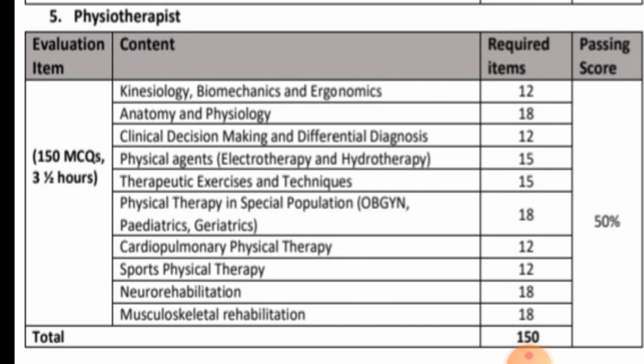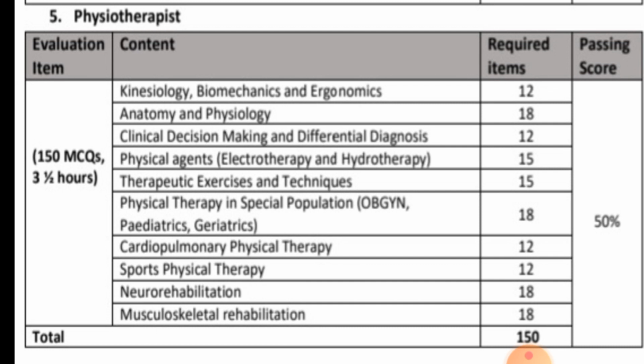Then come towards cardiopulmonary physical therapy. Also, you should have a good hand on anatomy and physiology. Cardiopulmonary physical therapy, 12 MCQs. Sports physical therapy, 12 MCQs. Then comes neurorehabilitation, that's also most important, and musculoskeletal rehabilitation. These are also important. So 18 questions are from neuro, musculoskeletal, anatomy, physiology and physical therapy in special population.